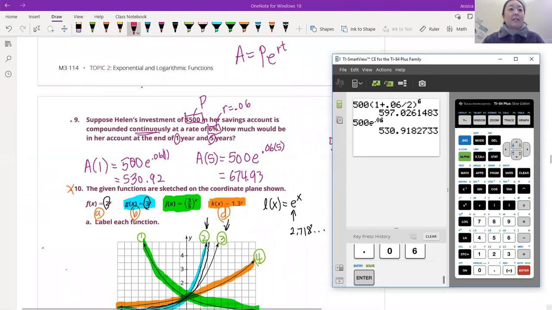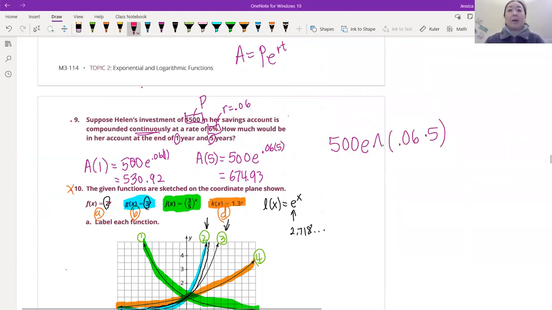All right, so let's take a look here. So you should do the same thing with 5, and you should get 674.93. All right. And also another thing to note, if yours automatically pops up with a caret, that's fine. Just make sure you put parentheses around the 0.06 times 5 so that it includes the 5 within the exponent, or else it's going to multiply whatever you get here and then multiply that by 5. That's not what you want. So that's why we have to put in parentheses. It makes a big difference.